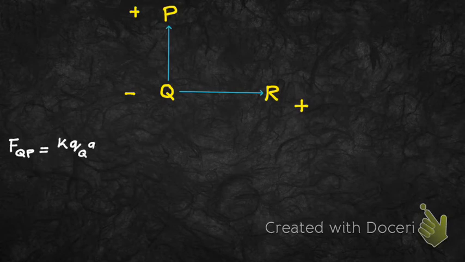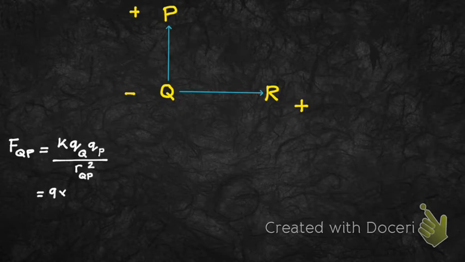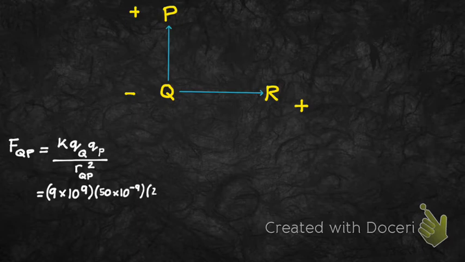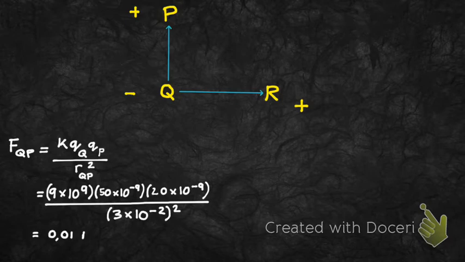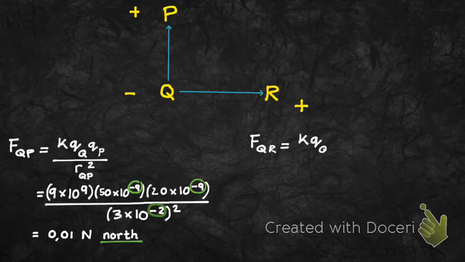We need to take into account that Q is negative and P and R are both positive, which is how we had those directions to the north and to the east in the first place. Solving for the electrostatic force is a simple matter of making use of Coulomb's electrostatic force law, where we make sure we've done our unit conversions correctly. We simply substitute the available charges and distances into Coulomb's law expression, and then we get that the force on Q by P is 0.01 newtons to the north.